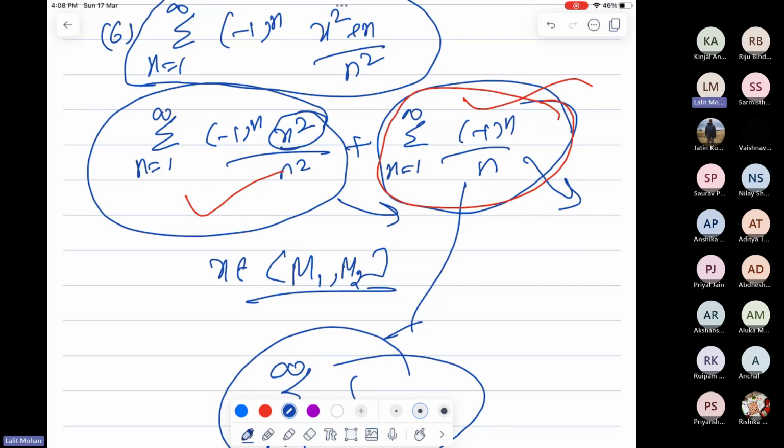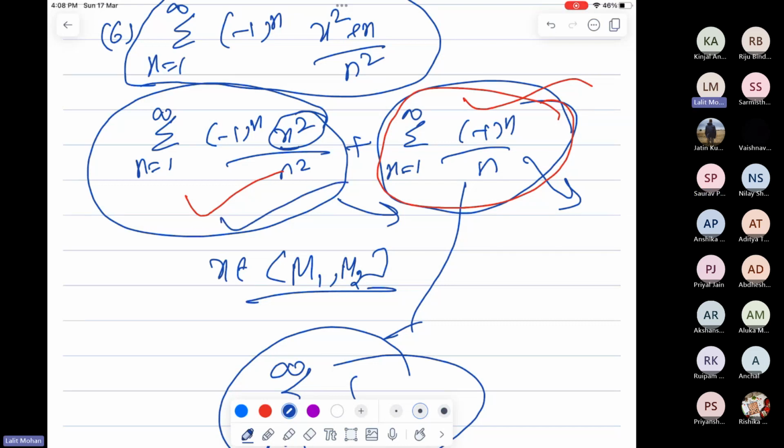And you know that this series, n equal to 1 to infinity, 1 by n square, is finite or infinite? Finite. Just by the Weierstrass test, you are getting that this series is uniformly convergent.